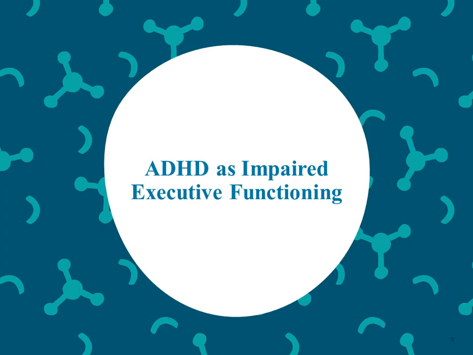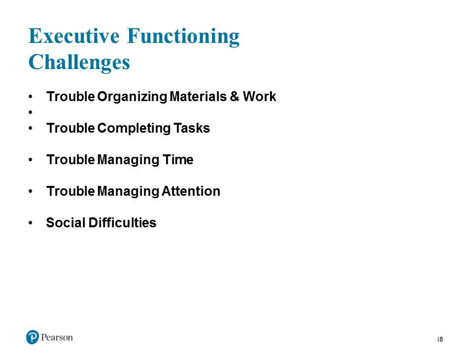Here are some of the challenges that are associated with poor executive functioning: trouble organizing materials and work, trouble completing tasks, trouble managing time, and trouble managing attention. These also impact the person's ability to interact socially with others.